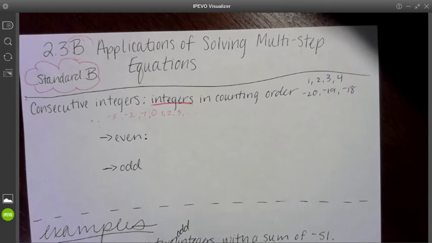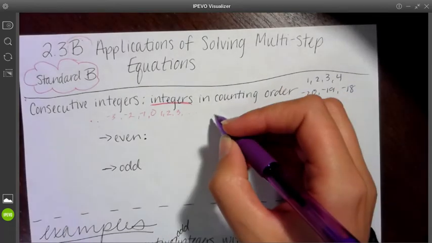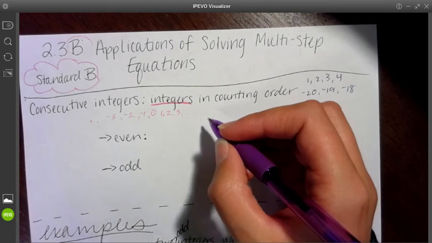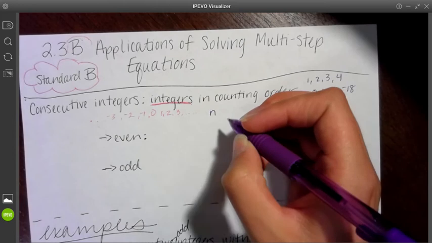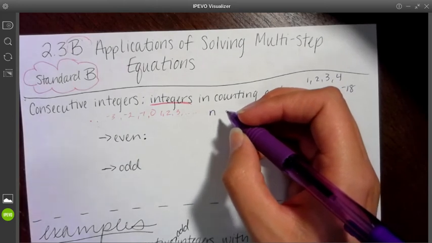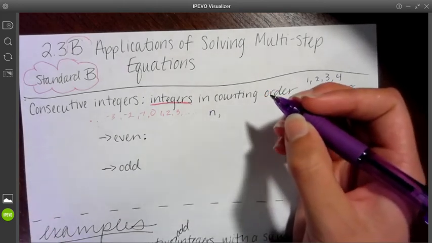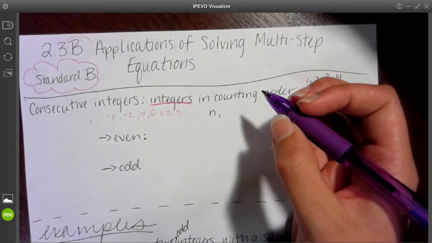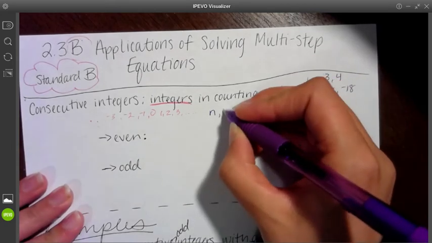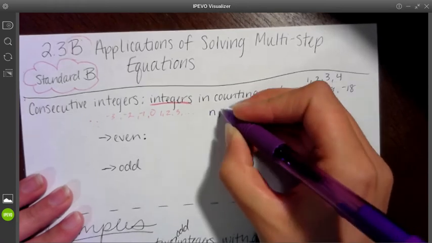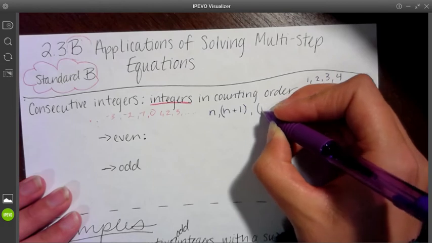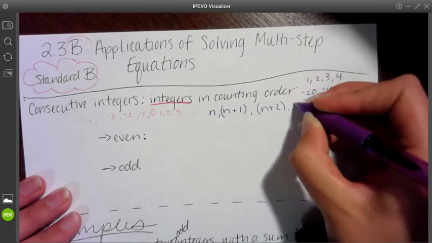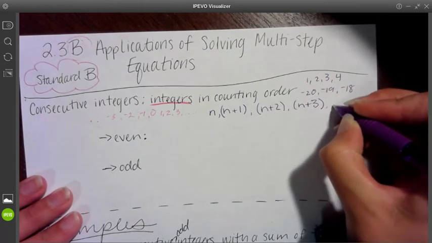There's a way we can represent consecutive integers using symbols. We can represent any set of consecutive integers with symbols. So n is a variable representing an integer. n is our starting integer. Consecutively, the next integer is the quantity n plus 1. And then the third integer is n plus 2, the fourth n plus 3, and so on.